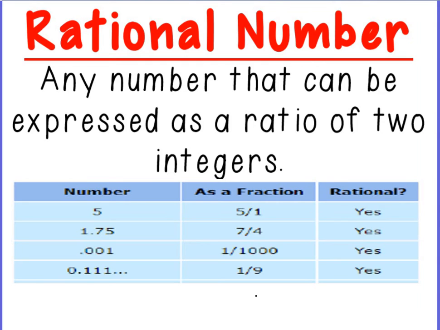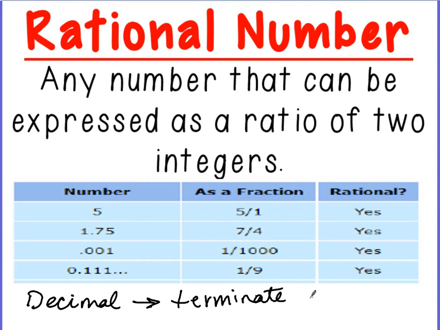So a really easy way to determine if it's rational or not is to look at it as a decimal. So as a decimal, does it terminate or does it repeat? If it does one of those two things, it is a rational number.